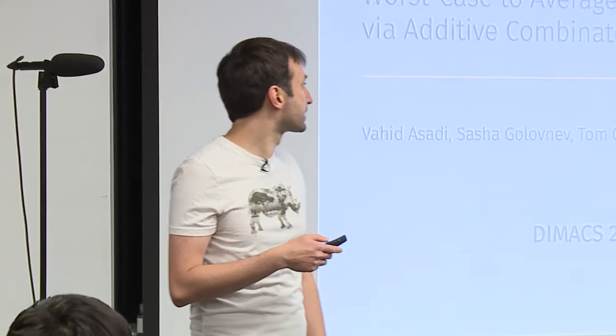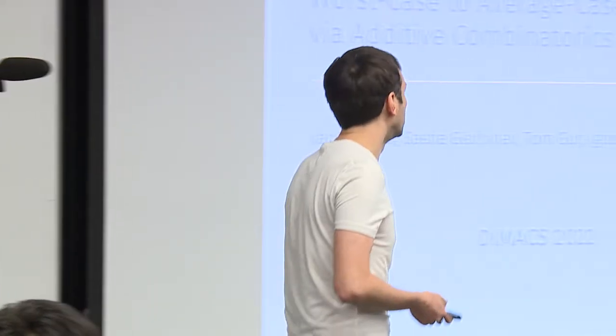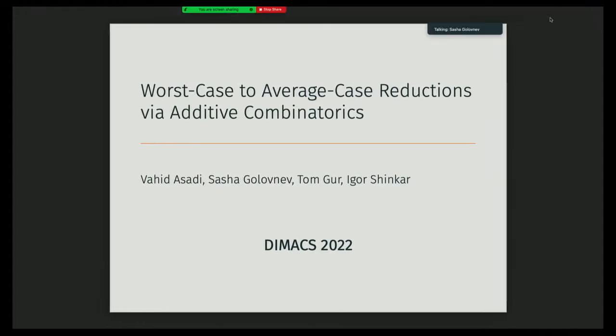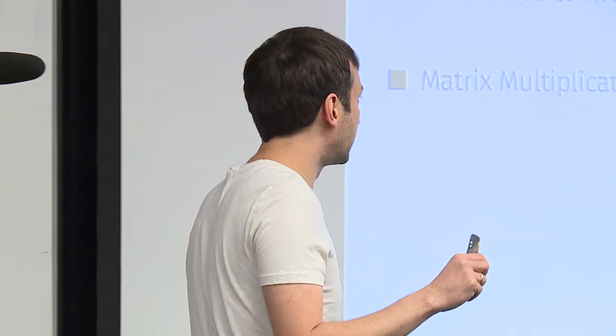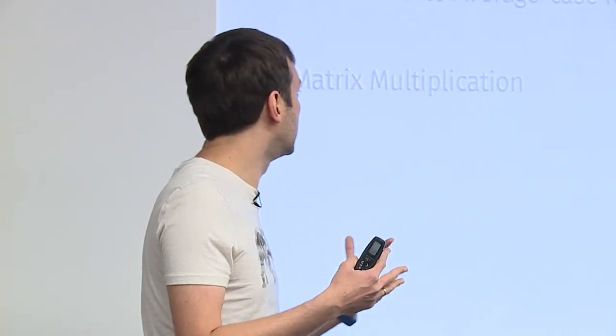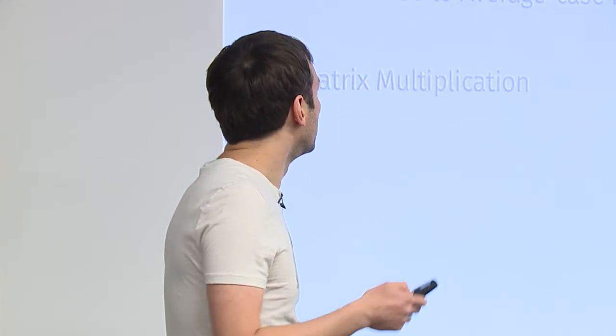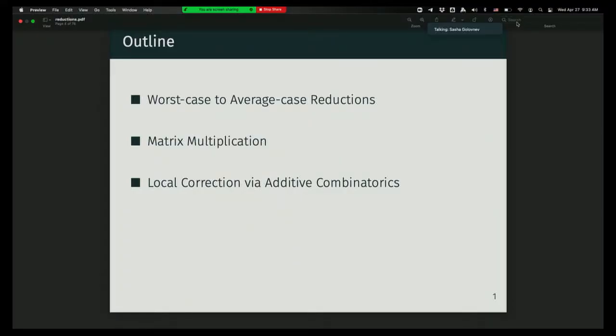So the plan of this talk is as follows. First, we will talk about worst-case to average-case reductions, why we want to design them, and how we do this in our work. Then we'll have an illustrative example of matrix multiplication. That's the problem on which we're going to show all of our techniques. So we'll show how to do worst-case to average-case reductions for this problem using some tools from additive combinatorics. And finally, in the last couple of minutes, I'll discuss how these techniques seem to apply to other computational settings and to other computational problems.